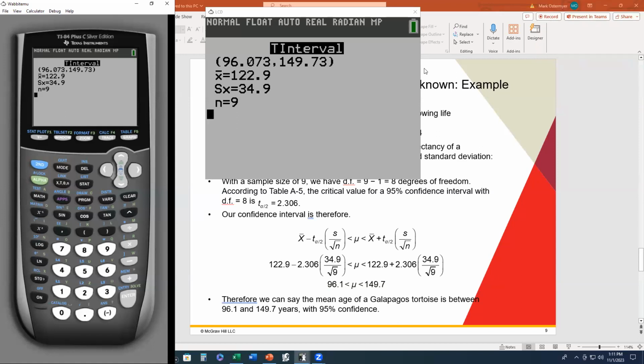If we have the standard deviation, we use Z. Yep. If we know the population standard deviation, we use the Z interval. If we don't know the population standard deviation, we use the T interval. Good. All righty.